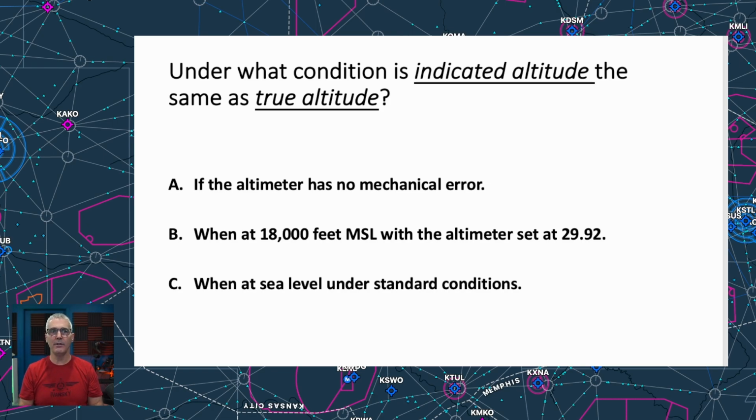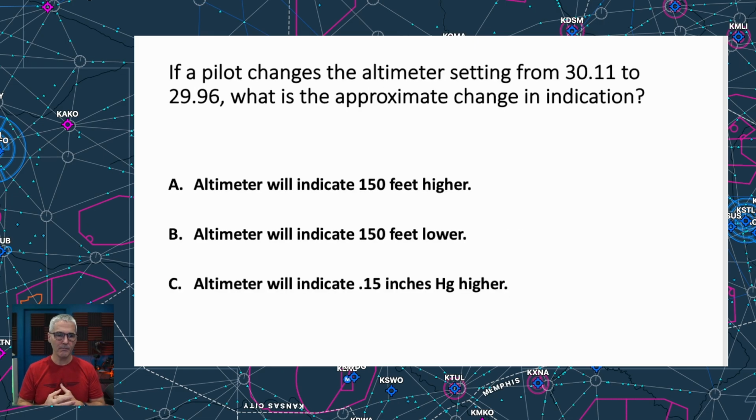When at sea level under standard conditions, indicated altitude will be the same as true altitude, so it looks like C is the correct response to the question. Now I just included this one here. It's not necessarily an altimeter error, but it's a question that you will encounter, so I just wanted to give you a little bit of a heads up.